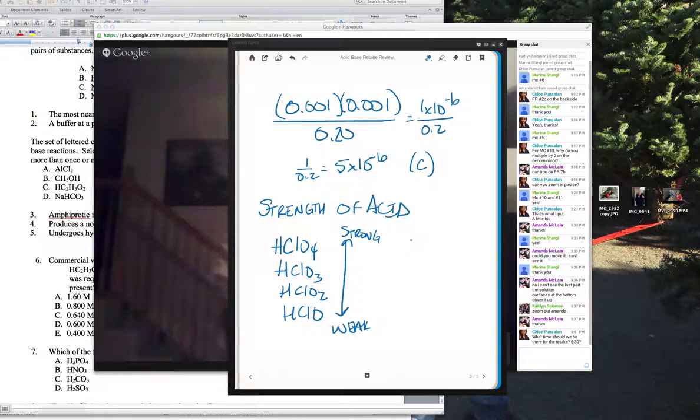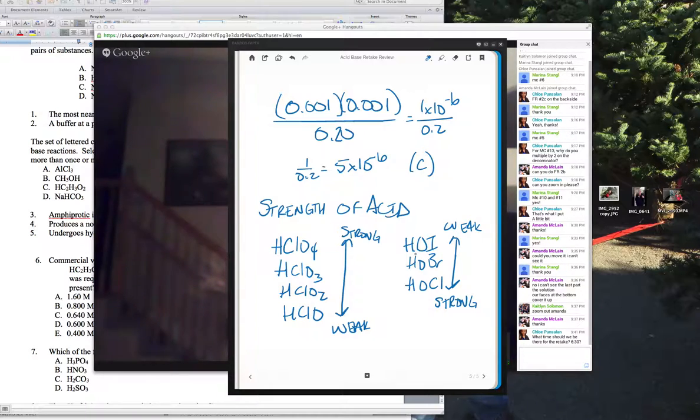Sometimes the other one you'll see is HOI, HOBr, HOCl, okay? So now you have a situation in which the H is attached to the oxygen in the center, and you have an electronegative element on the other side of the oxygen. The more strongly the electrons are pulled towards the element, the easier it is for the H to pop off. So of these three, Cl is the more electronegative element. So in this case, HOCl is stronger and the HOI is weaker.